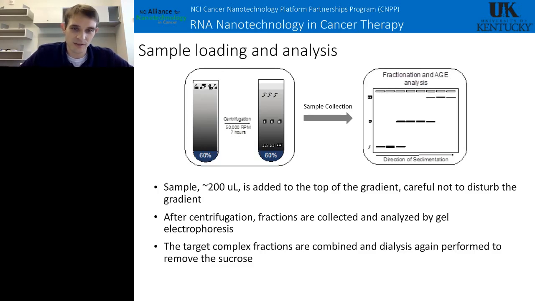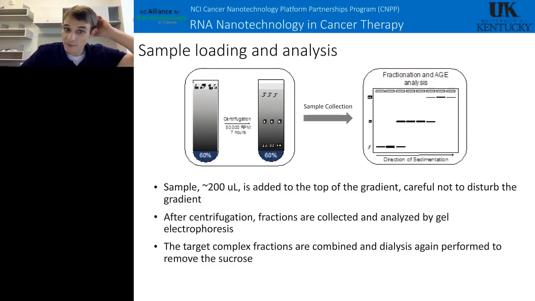For example, the single-stranded RNA monomers at the top of the tube, and then the single cubes in the middle of the tube, followed by what would be aggregates of multiple cubes at the bottom. So in this case, my target is actually the single cubes.